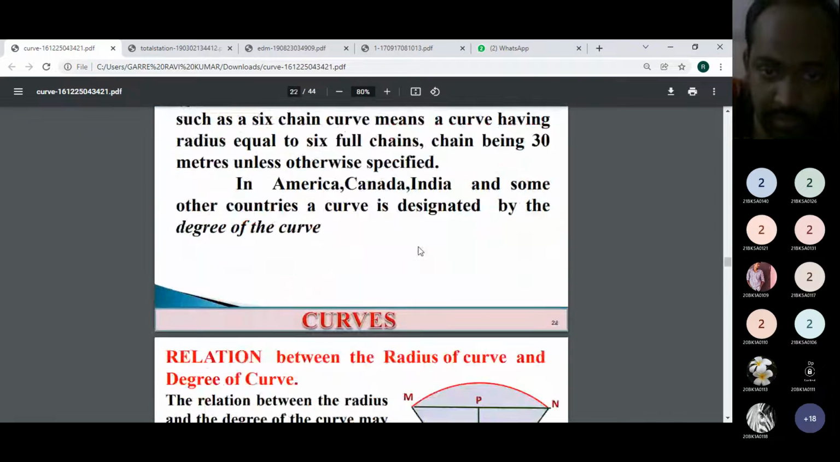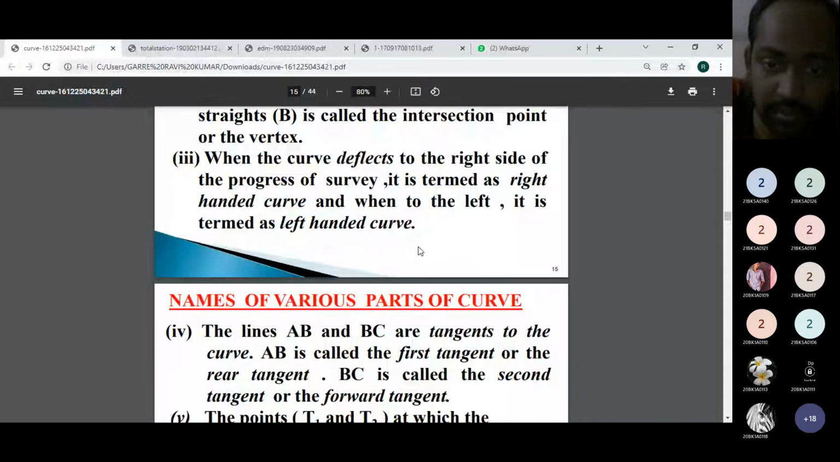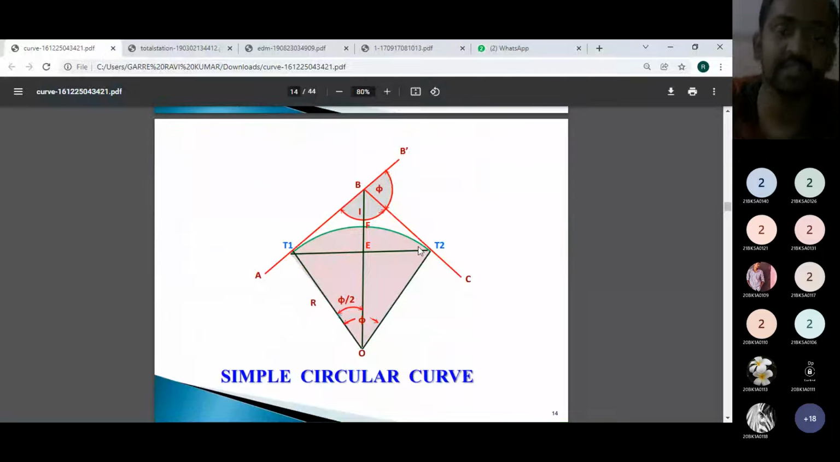I will explain all the components of the curve. You can see here, this is the curve. T1 and T2 are called the tangent points. T1 is the first tangent point and T2 is the last tangent point. Two lines are there: one is AB and another one is BC. Both lines are in different directions. AB is a road and BC is a road.